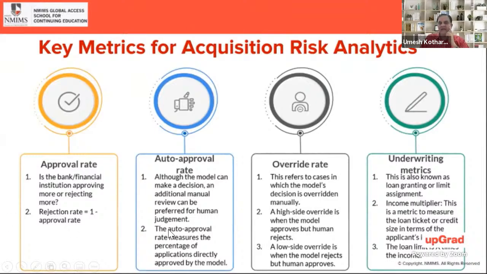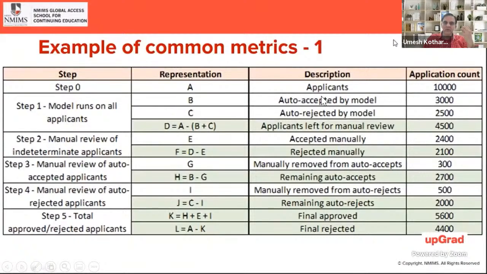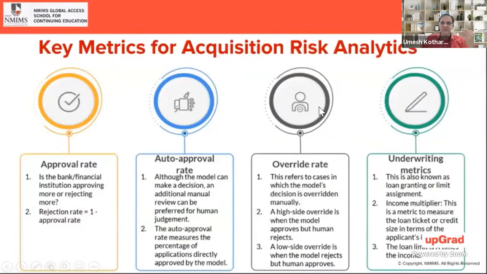So you have two kinds of overrides: high override as well as low override. High override is when the model approves but humans reject, and the opposite of that is when the model rejects but humans approve, and that's a low side override rate. Okay. So key metrics that we put together, which are widely used in the business world, are approval rates, rejection rate, which is the opposite of approval rate, overriding rates, and high overriding rates and low overriding rates. You can have auto approval and auto rejections also.